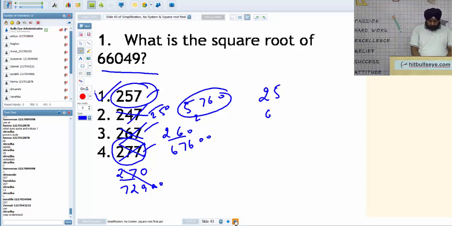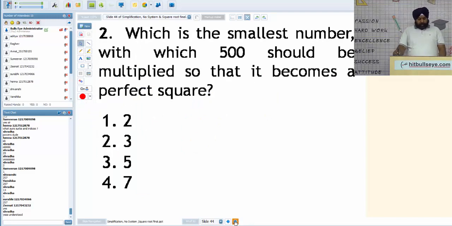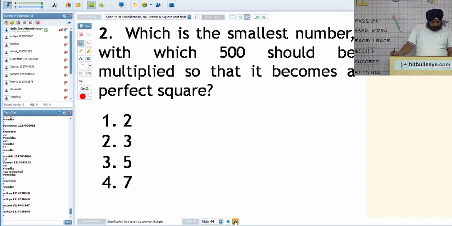That is very useful. What is the smallest number with which 500 should be multiplied so that it becomes a perfect square? Take the prime factorization method. It's 2. 500 should be multiplied. 500 into 2 is 1000. Remember, 1000 is not a perfect square.